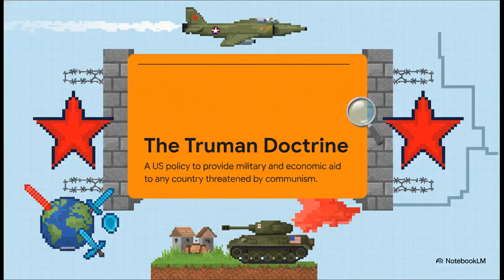Okay, the Truman Doctrine. If you remember one policy, make it this one. This was basically America drawing a line in the sand. They said, that's it, communism spreads no further. This policy of containment meant the U.S. was now committed to getting involved anywhere in the world to stop the Soviets. A massive change for America.